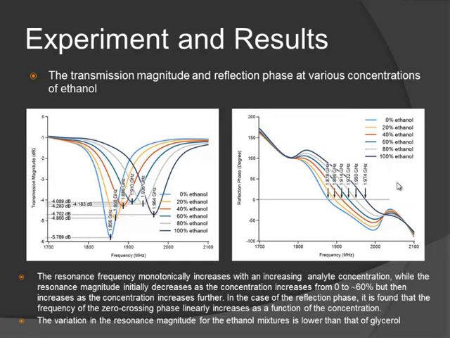Here is the next result. The next result comes from measuring the ethanol. You can see that it has a sensing property correlated to the glycerol, but with a lower frequency shift. Also, the lowest point is near 60% mixing, and the zero crossing phase shifts correlating with the glycerol, but the frequency shift is lower than the glycerol sample.